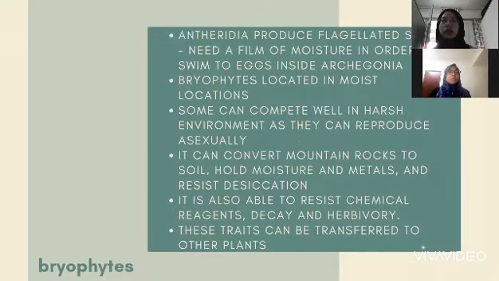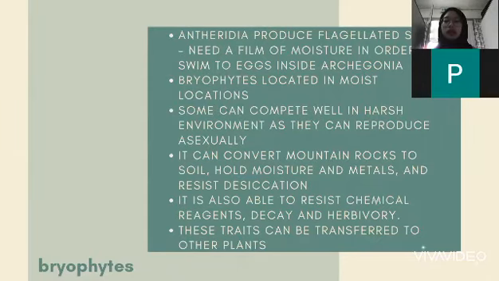Antheridia, which is the male gametophyte, produce flagellated sperm, and they need a film of moisture in order to swim to the eggs inside archegonia. Mostly they need water so that the sperm can swim into the archegonia. Archegonia is the female gametophyte. That is why bryophytes are located in moist locations. But some compete well in harsh environments because they can reproduce asexually.